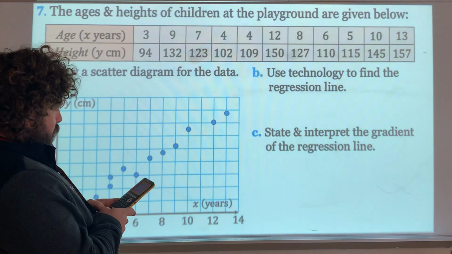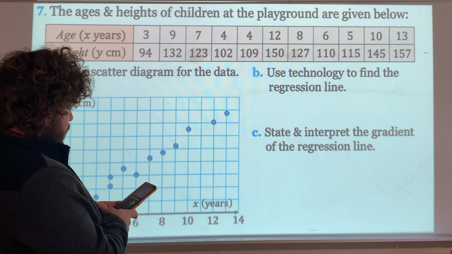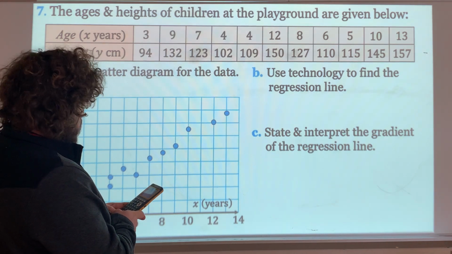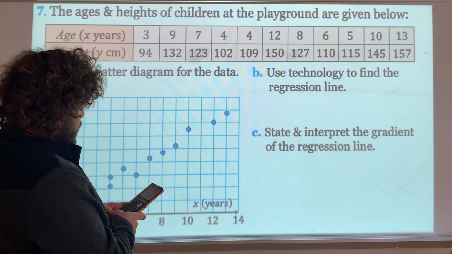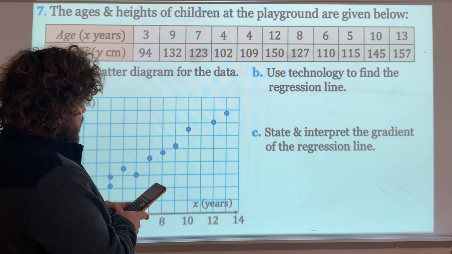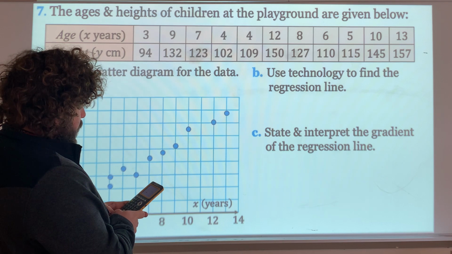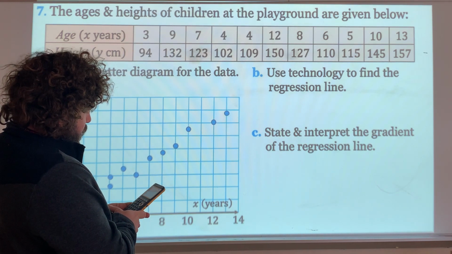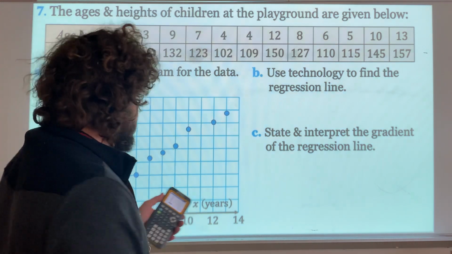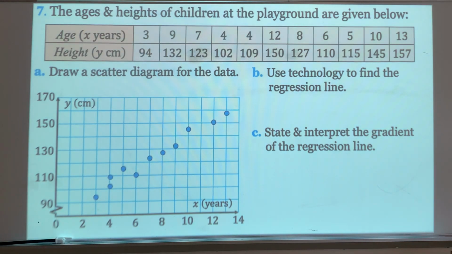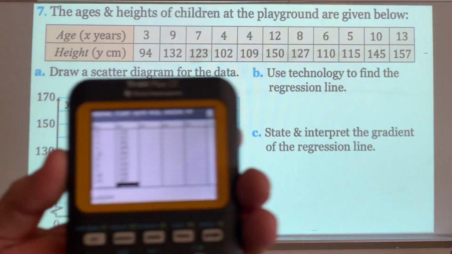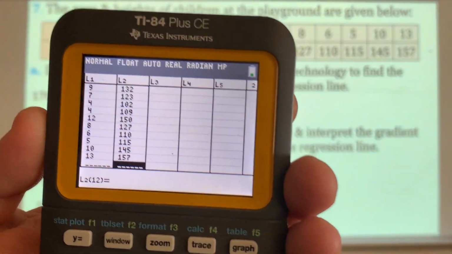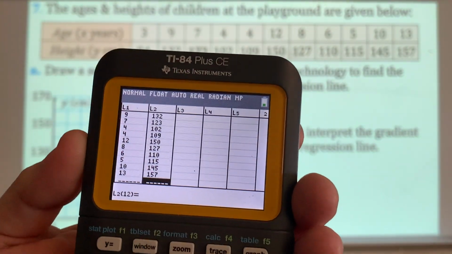94, 132, 123, 102, 109, 150, 127, 110, 115, 145, and 157. And I'm doing this all real time with you guys, just to show you that it's not very difficult to do. I could have just taken pictures of the stuff like I do in the next couple lessons and given you the answers to save time.